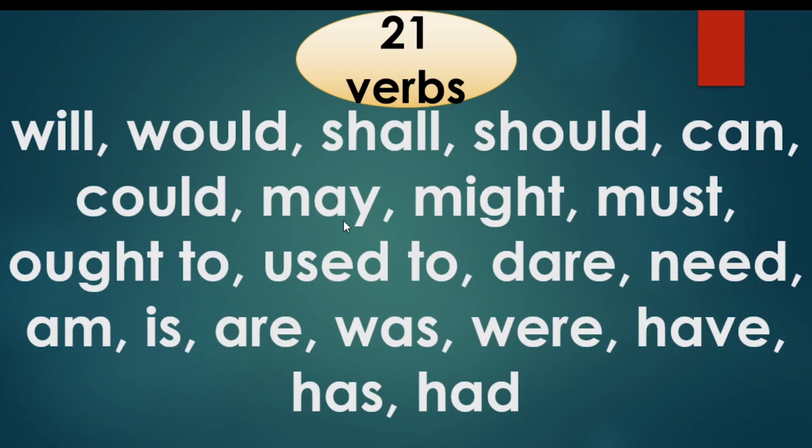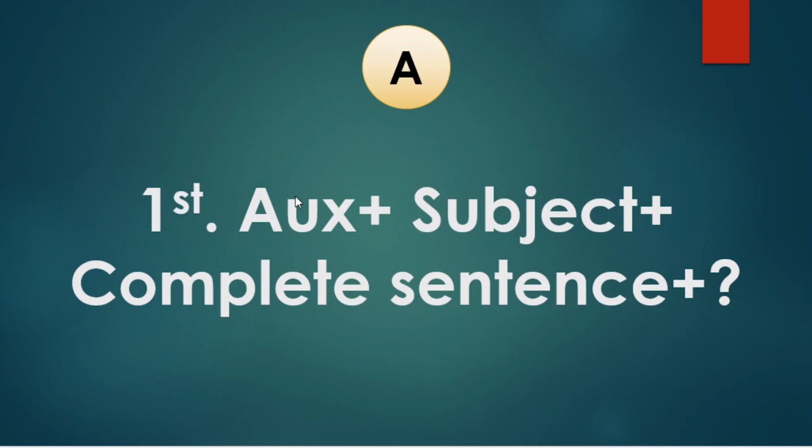So these are will, would, shall, should, can, could, may, might, must, ought to, used to, dare, need, the 13 modals, plus primary be: am, is, are, was, were. And primary verb to have: has, had. So if I have any sentence with one of these verbs and I want to make a question, this is the way. To start with, the first auxiliary verb out of these 21 verbs.